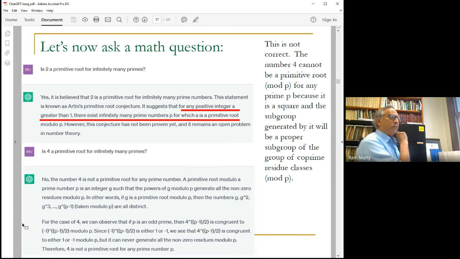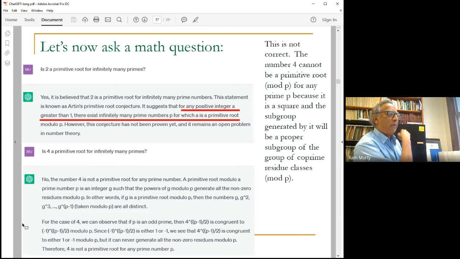Is 4 a primitive root for infinitely many primes? I ask it. And it responds saying, no, the number 4 is not a primitive root for any prime number. A primitive root modulo a prime number p is an integer g such that the powers generate all the non-zero residue classes. In other words, if g is a primitive root, all the powers are distinct. Okay, it got the definition right, but it doesn't realize that it made a mistake from the previous thing.